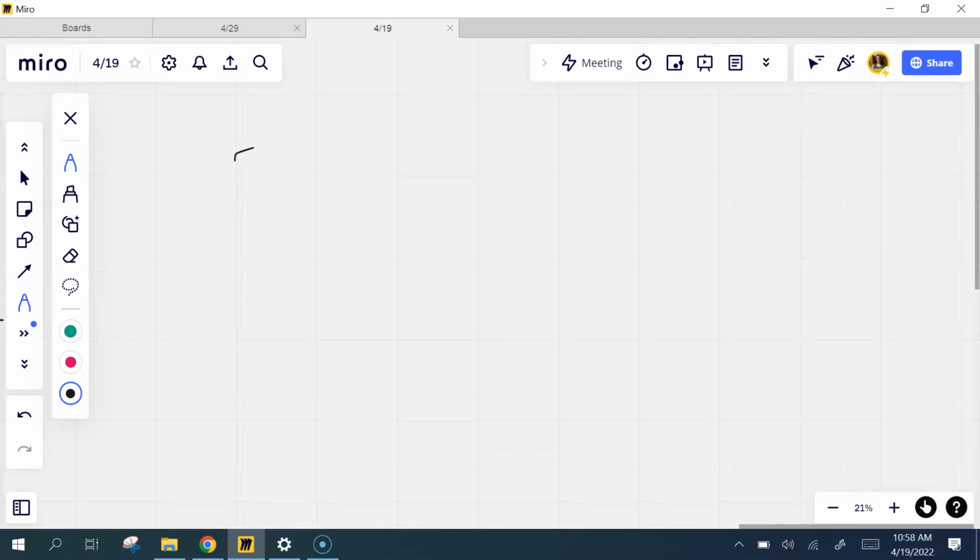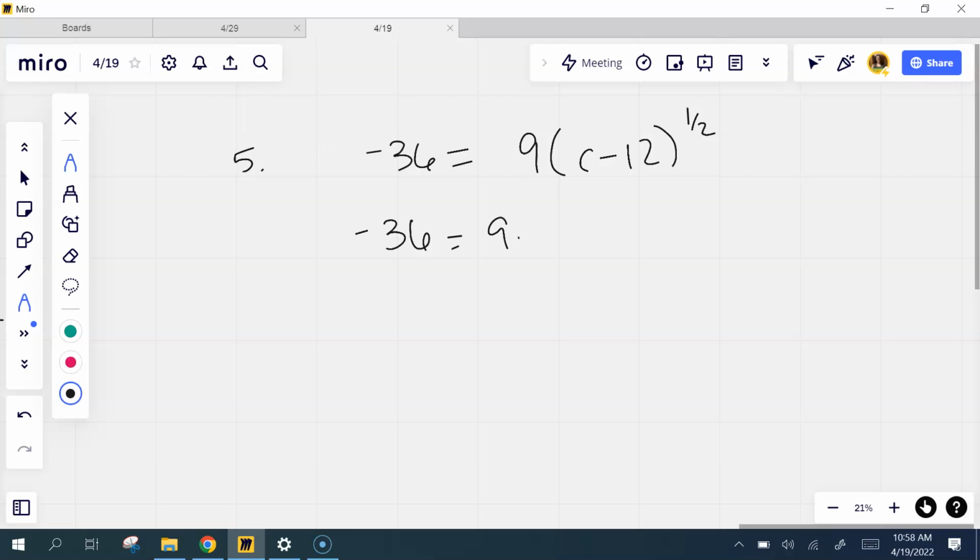Number 5. Negative 36 equals 9 times c minus 12. Again, I don't see a radical on here, so tell me what that means. That's right. Well, you can't distribute first, and the reason you can't is because exponents come before multiplication in order of operations. So I can't distribute. Switch it around how? You could if you wanted to.